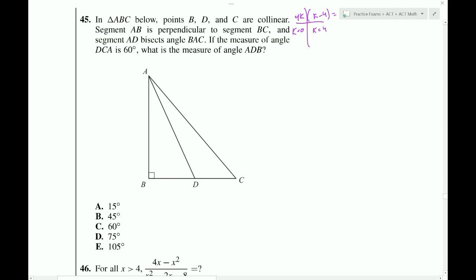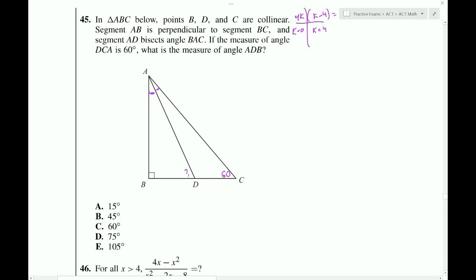In triangle ABC below, points B, D, and C are collinear. Segment AB is perpendicular to BC, and segment AD bisects angle BAC. So this angle is bisected into two equal parts. If the measure of angle DCA is 60, what is the measure of angle ADB? ADB. So we're looking for this.